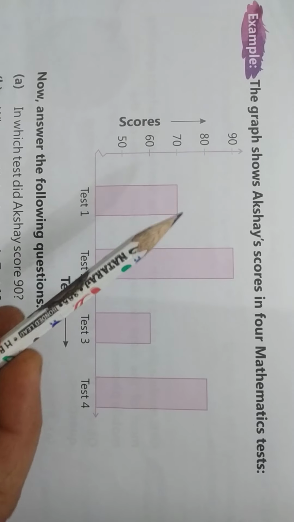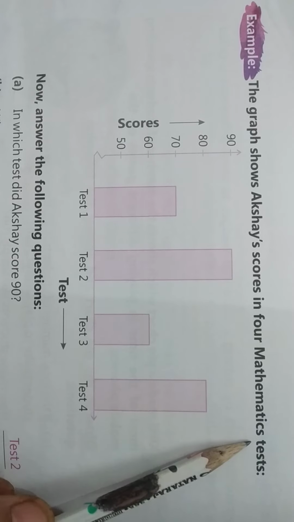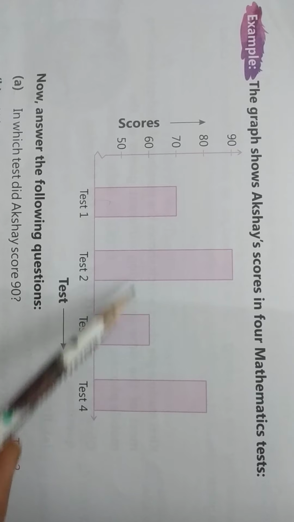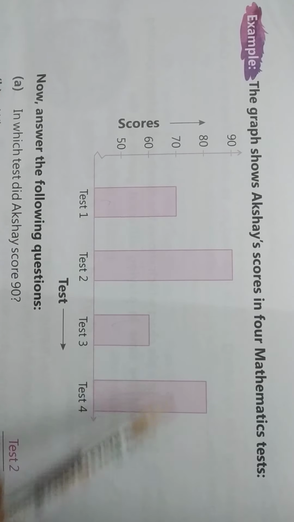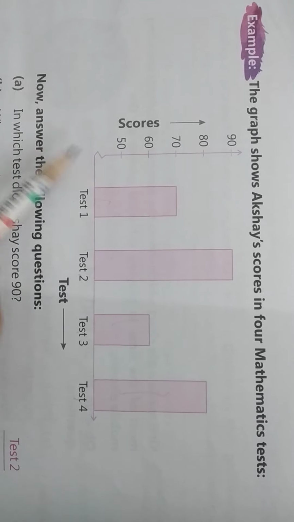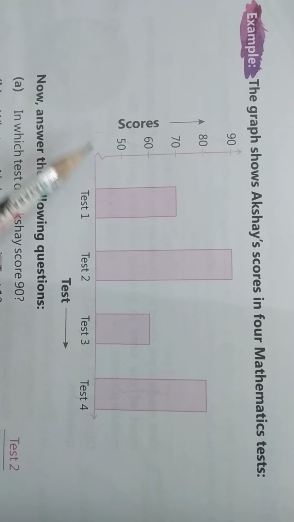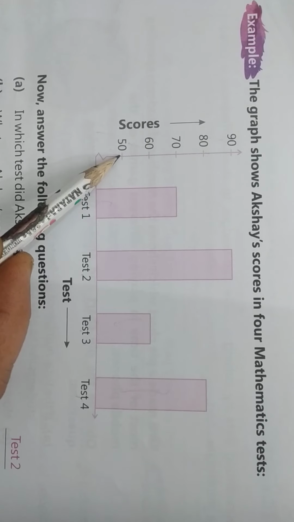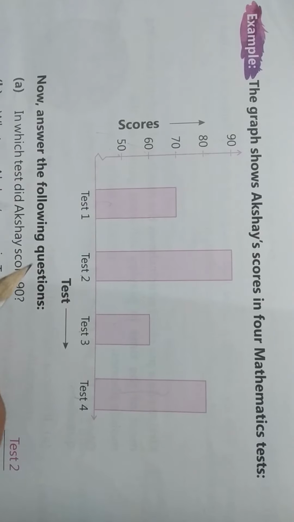Like this example is given. The graph shows Akshay's score in 4 mathematics tests. See, here we have drawn 4 bars to represent 4 tests: test 1, test 2, test 3 and test 4. And here we have written the marks scored. Like marks scored by Akshay is between 50 to 90. So here we have started from 50, 60, 70, 80, 90.